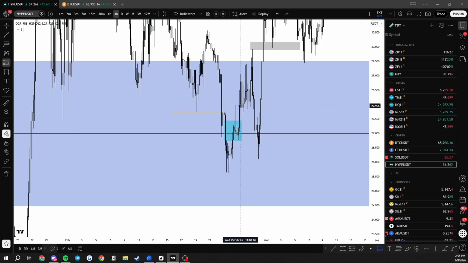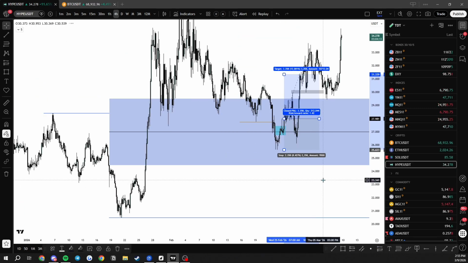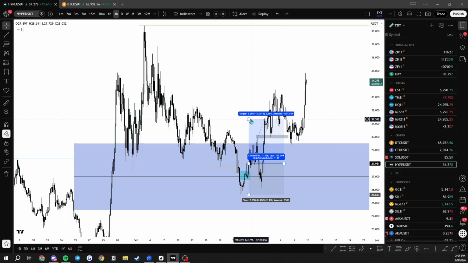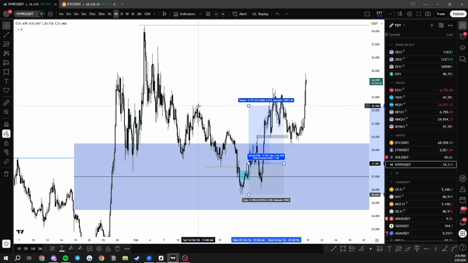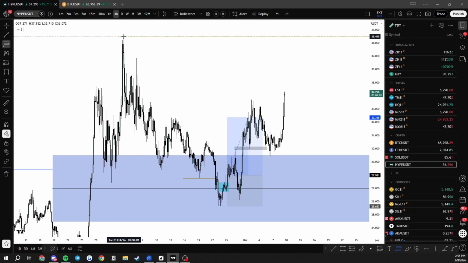So R to R, not perfect, right? But depending on how high your target is, we could be targeting all the way up here. The RR is going to be 4, right? I could be targeting these relative equal lows right here, and I'd be getting 1.86 RR, right?